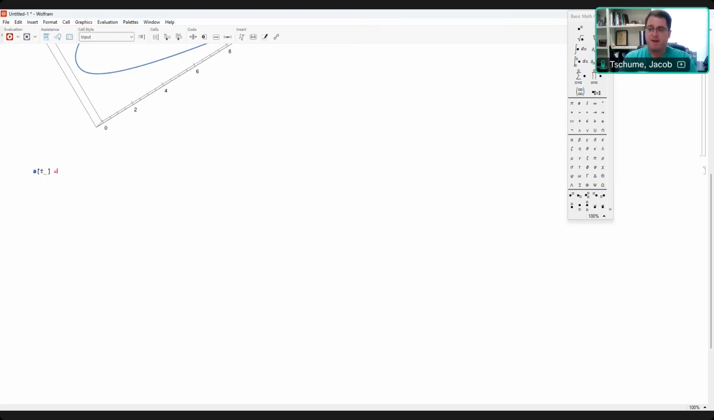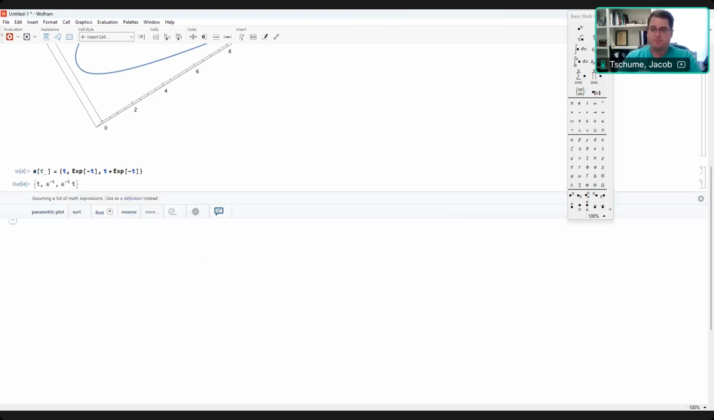So I want to define a vector function a of t. And for this one, let's do the vector t, e raised to the -t. Remember from earlier, we're going to use capital EXP for e. And then t times e raised to the -t. So t, e to the -t, and then t times e to the -t. Let's let that be our new vector function.